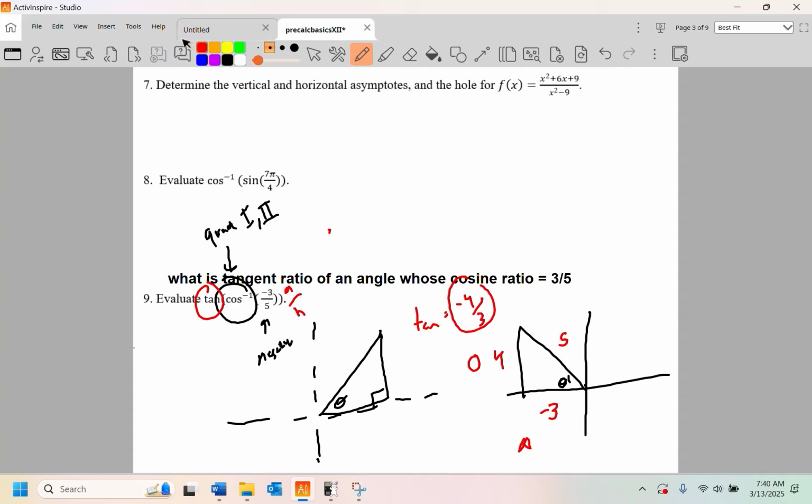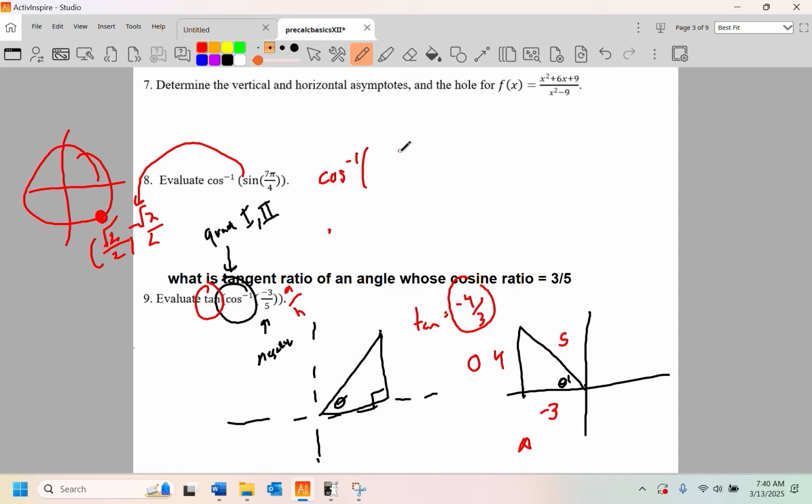Evaluate the arc cosine of the sine of 7 pi over 4. So sine of 7 pi over 4 is going to be right here, okay? It's going to be the ordered pair root 2 over 2 and negative root 2 over 2. Since it's sine, I want that guy. So this literally becomes the arc cosine of negative root 2 over 2. And again, I'm allowed to be in quadrants 1 or 2, and it's negative, okay? So this is a quadrant 2 angle.